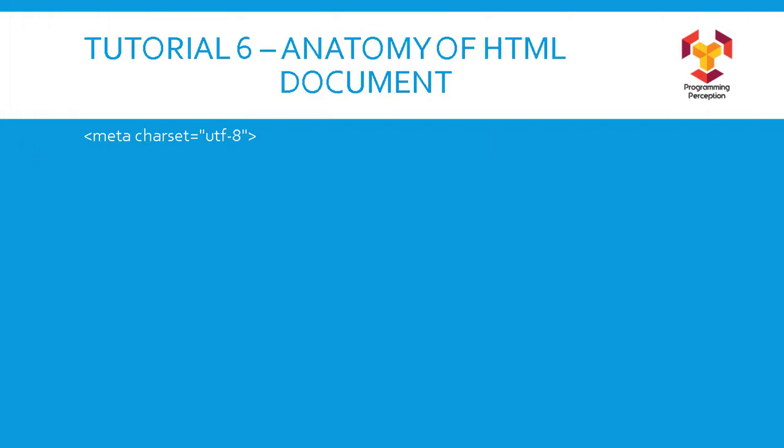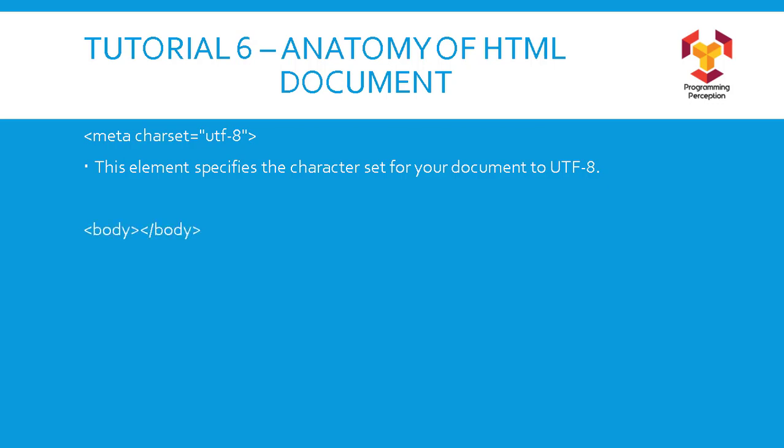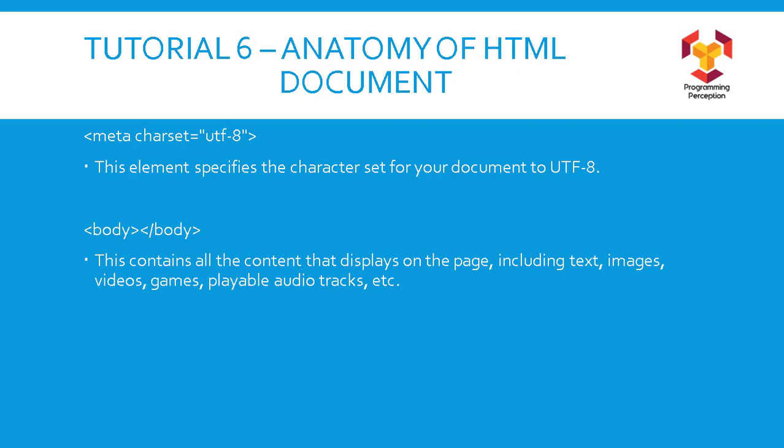So let's see the next tag, that is meta tag or meta charset UTF-8. Now this element specifies the character set, the set of characters that we are going to use in our certain document. And right now it is explaining that we are going to use UTF-8. Body tag. This contains everything that we are displaying on the page. So whatsoever we want to be displayed on the page will be part of this body tag.